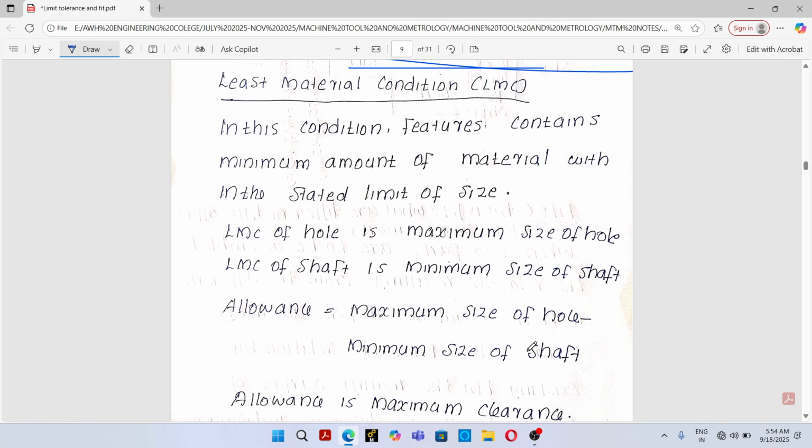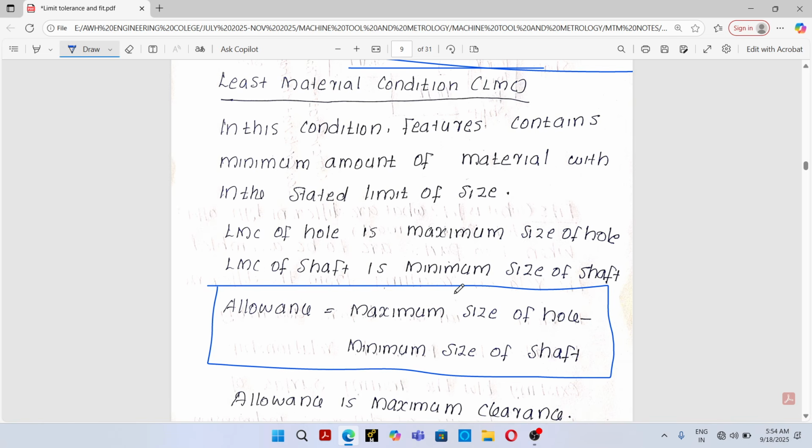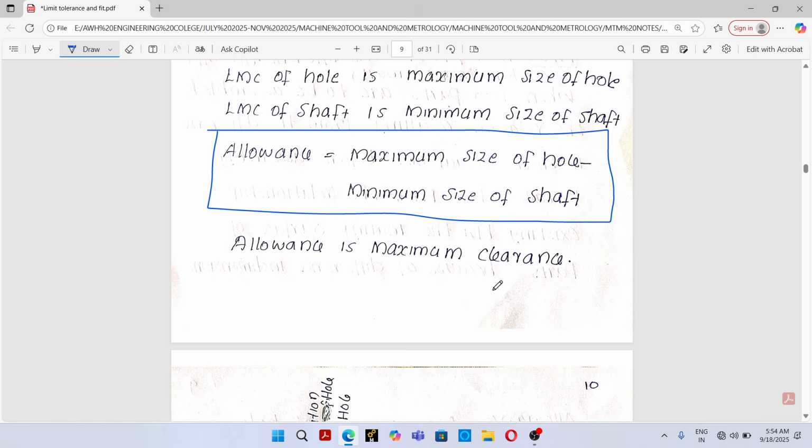Then least material condition of shaft is minimum size of shaft. ഷാഫ്റ്റിന്റെ കേസിൽ മിനിമം സൈസ് ഓഫ് ഷാഫ്റ്റിലാണ് ഷാഫ്റ്റ് ഹാവ് ലീസ്റ്റ് മെറ്റീരിയൽ കണ്ടീഷൻ. ഓക്കെ, then in the case of least material condition the allowance is defined as maximum size of hole minus minimum size of shaft. ലീസ്റ്റ് മെറ്റീരിയൽ കണ്ടീഷന്റെ കേസിൽ അലവൻസ് ഈസ് ഡിഫൈൻഡ് ആസ് മാക്സിമം സൈസ് ഓഫ് ഹോൾ മൈനസ് മിനിമം സൈസ് ഓഫ് ഷാഫ്റ്റ് ആണ്. So here the allowance is maximum clearance.